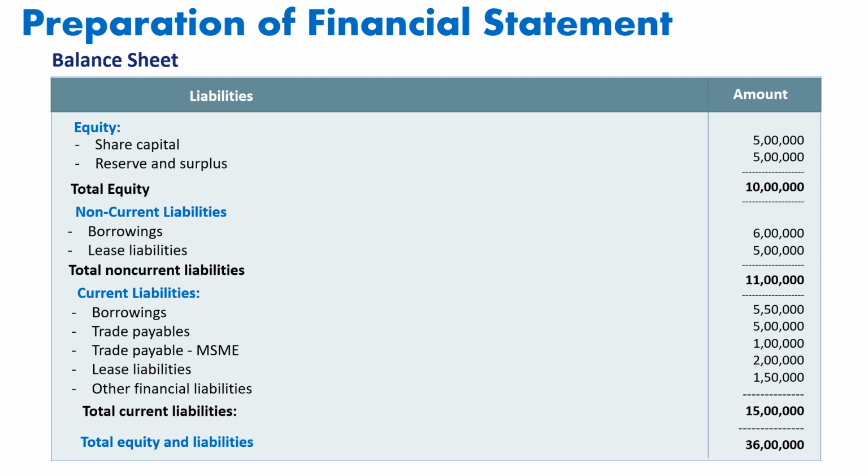After that, you have to report all current liabilities. That means liabilities which you are going to pay within a shorter period, which is generally less than 12 months. So you have borrowings, trade payable, MSME vendor, lease liabilities, other financial liabilities, and then you have total current liabilities. So your equity and your liability has to be shown as total liabilities. You have to ensure that the balance sheet tallies. Your total assets has to match with your total liabilities. So this is all about closing processes.